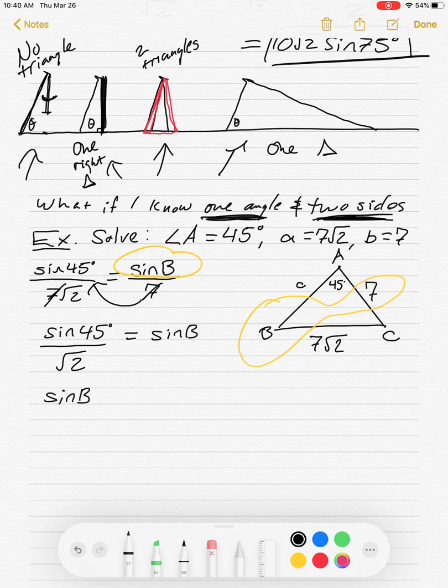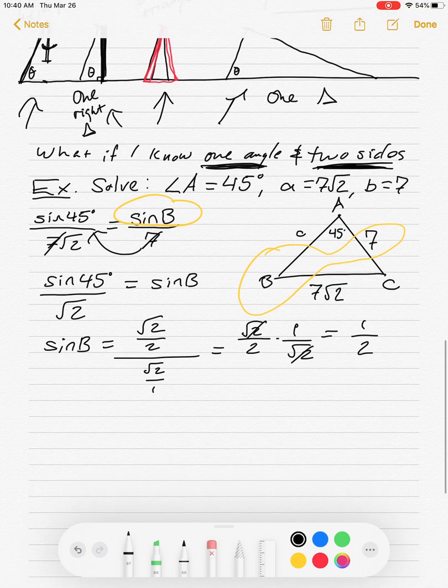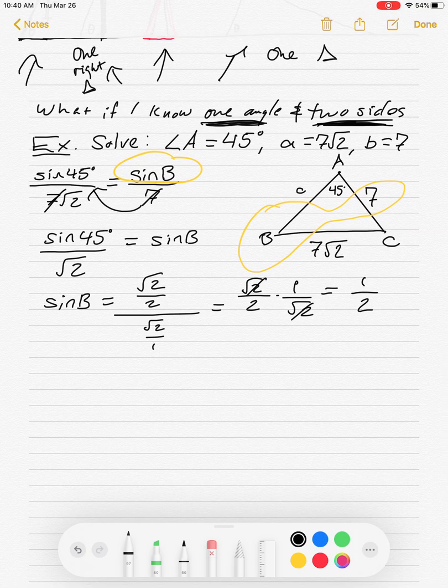Let's see, so sine of 45 degrees is root 2 over 2, over root 2. So how do I handle this? Top fraction stays the same. Bottom fraction flips. Multiply straight across. Okay. So the statement I have here is sine of B equals 1/2.